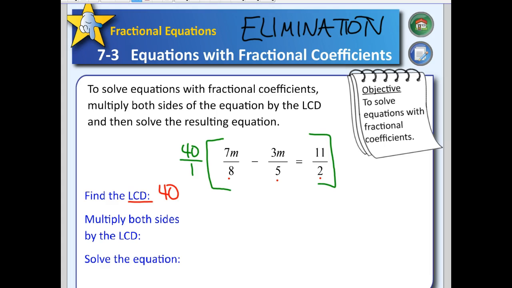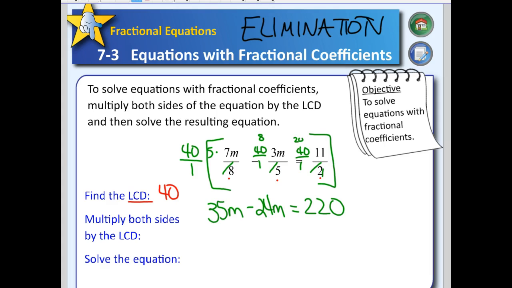So here we go. Let's take and multiply the first fraction by 40. Now when I look there, 8 goes into 40 5 times, so 5 times 7 is 35m. Now we've got to go over here and multiply this fraction by 40 as well. Well, 5 goes into 40 8 times, so 8 times 3 is 24. So we got minus 24m equals, and we've got to multiply this by 40 as well. 2 goes into 40 20 times, and 20 times 11 is 220. And look at that. Presto changeo. All the fractions are gone.